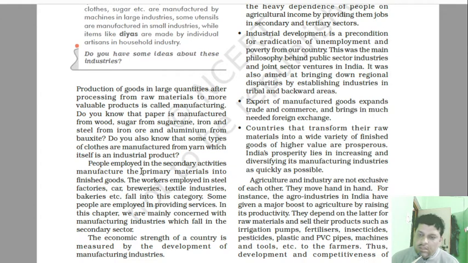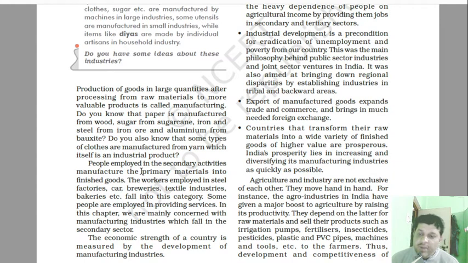So the people who are engaged in industrial activities generally process the primary materials into finished goods. The workers employed in steel factories, car factories, breweries, and the textile industry all fall into this category. So the manufacturing industry refers to the secondary sector. In the secondary sector, people manufacture finished goods by processing raw material.